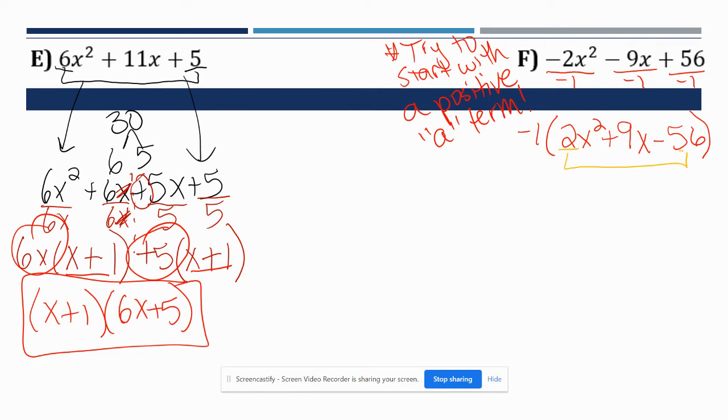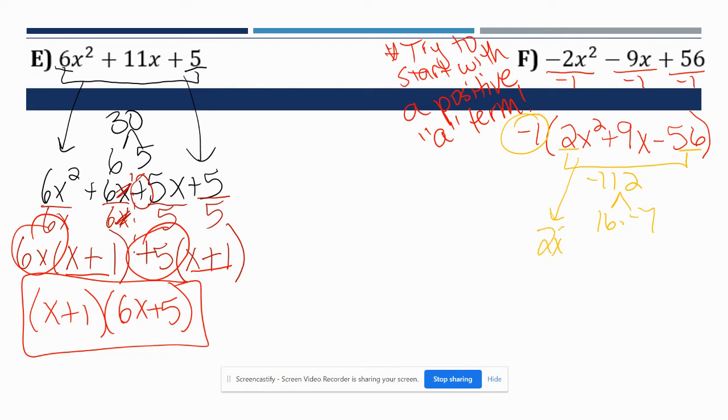2 times negative 56 is negative 112. Remember, we're ignoring this 2 in the front for right now. We'll bring it back at the end. We need the factors of negative 112 that add to positive 9. And that's going to be 16 and negative 7. 16 times negative 7 is negative 112. And 16 plus negative 7 is positive 9.